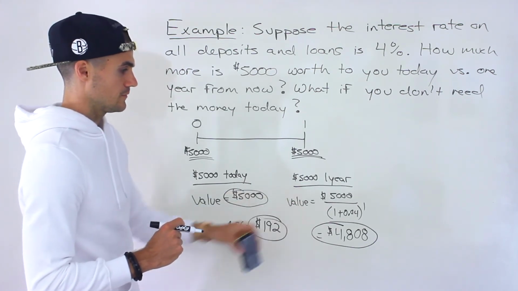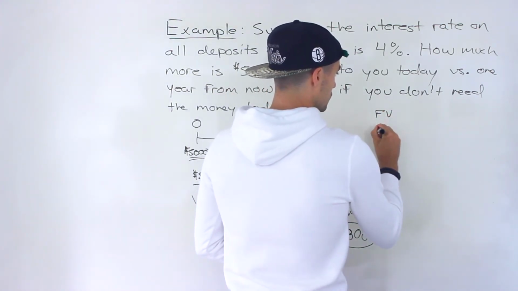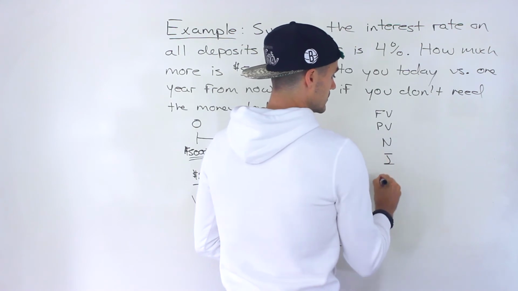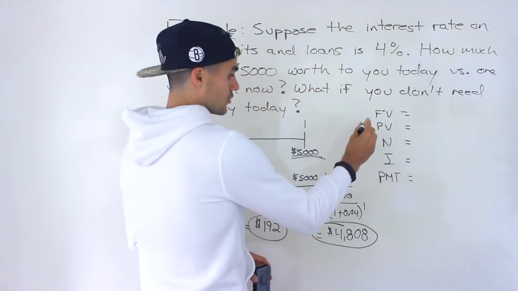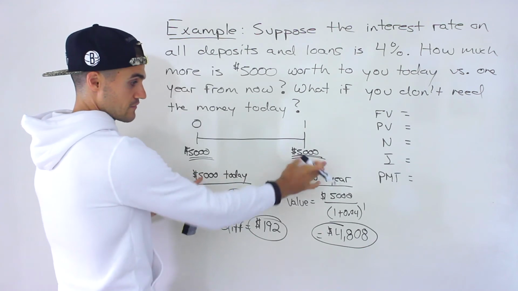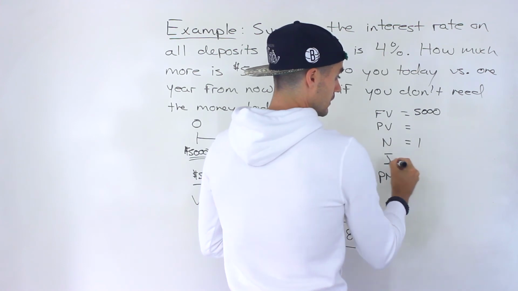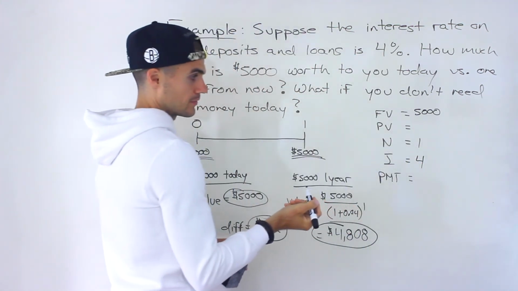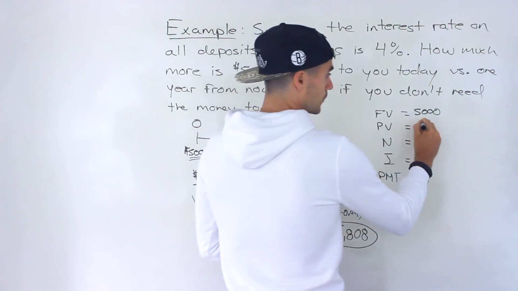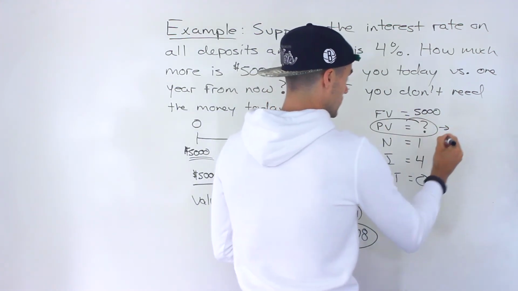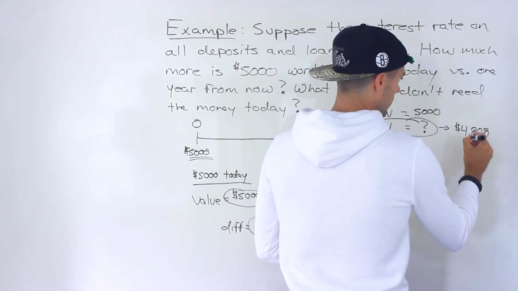Now, this calculation here, we could have also got with the financial calculator, and so the inputs, so we have future value, present value, N, I, PMT. So the future value, because we're finding the present value of this 5,000, would be 5,000. The N would be 1 period, and then the I would be 4. The interest rate would be 4%. The payment, there's no payments in between, so this would just be 0. And then we're solving for that PV. And when you solve for it, you'd end up getting that 4,808. You'd actually get negative 4,808.